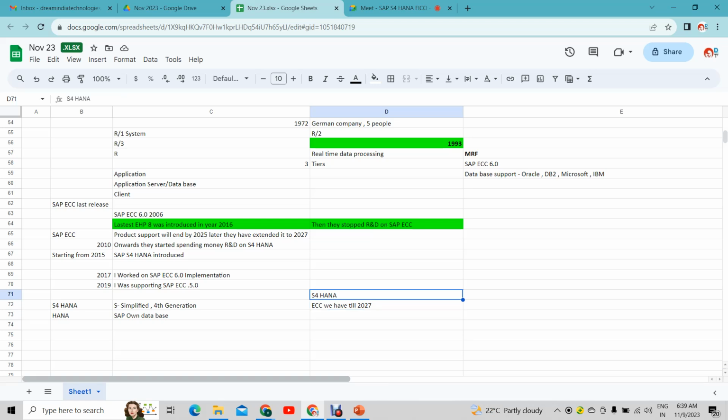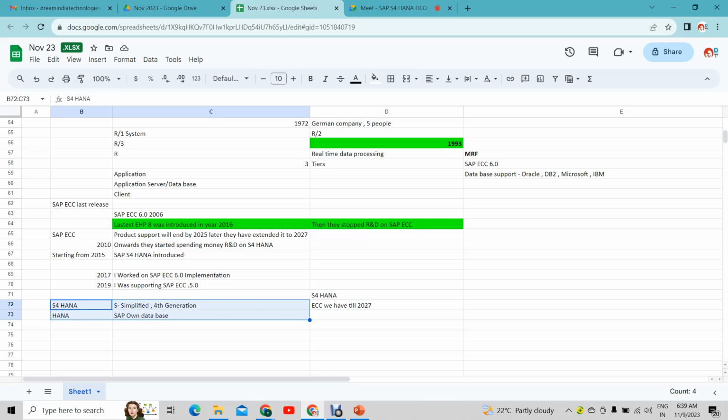Okay, if you are learning S4 HANA, would you be able to manage SAP ECC also? Or is there any issue? How do we see it? Tell me. What is the big difference between SAP ECC and S4 HANA? Only database. No. Only database. Interface might be changing. Okay, you are saying interface. What is the meaning of interface and what is our understanding in that area? Might be like how we look at the application.